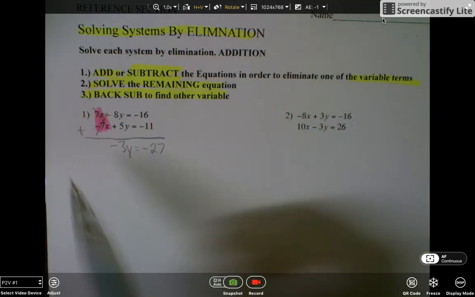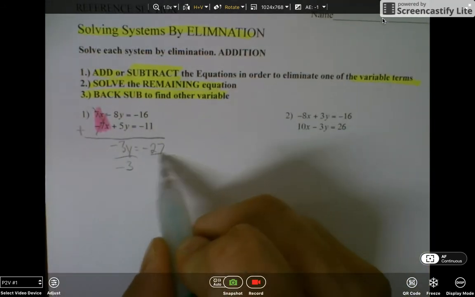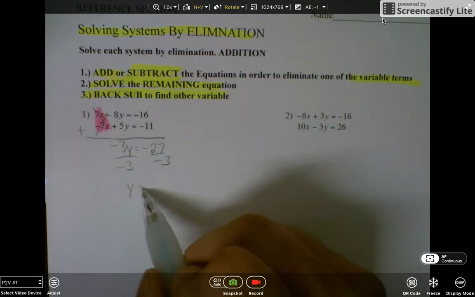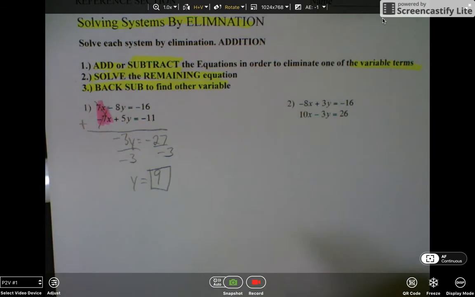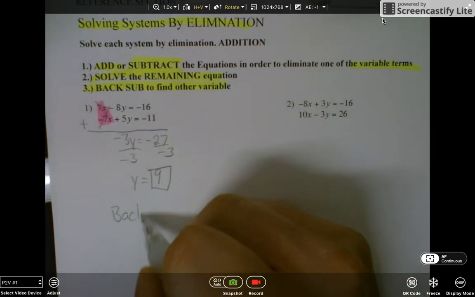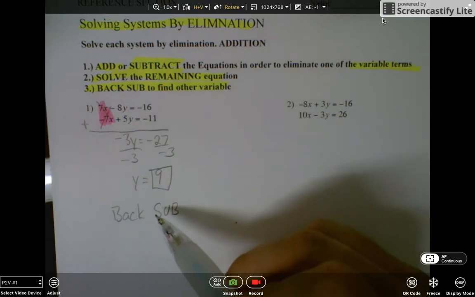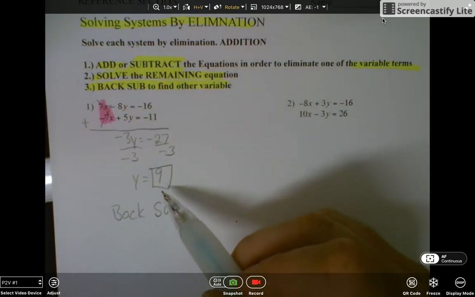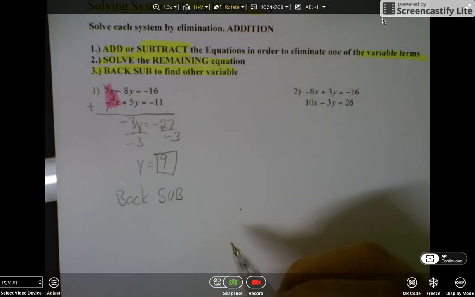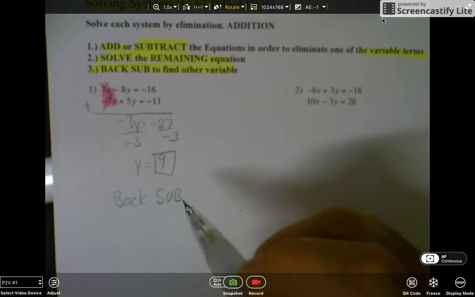27. Now to step 2, which is solve the remaining equation. Divide by negative 3. On both sides, you're left with y equals 9. So now I'm going to do my back sub. And for my back sub here, I'm going to back sub the y equals 9 into one of the original equations. So this part's a little bit more difficult because there's no y equals or x equals equation.